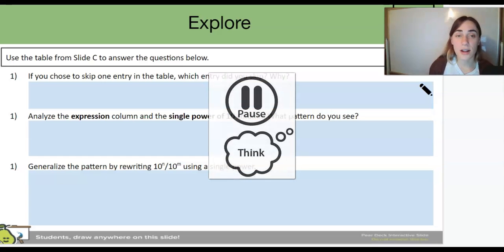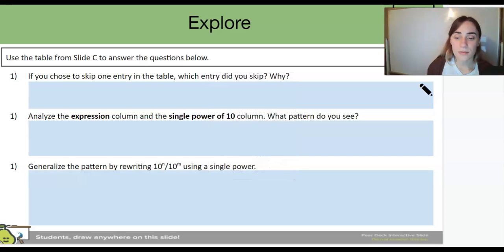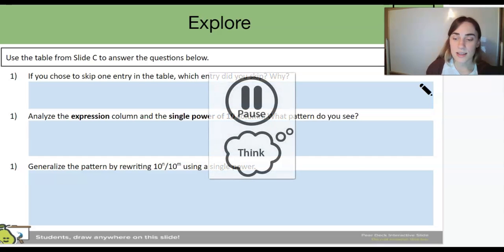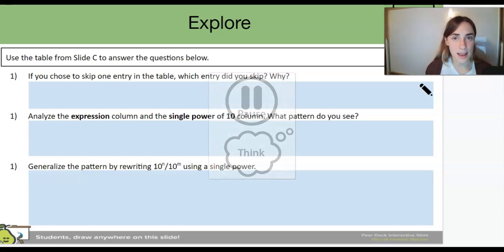Finally, you're going to generalize that pattern by rewriting 10 to the n divided by 10 to the m power using a single power. So what rule did you find? And in the last question, you're going to express that rule algebraically with those variables of n and m.